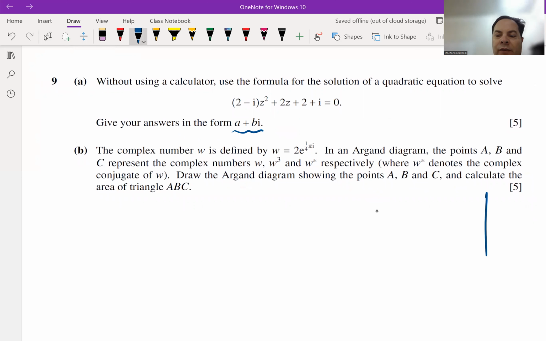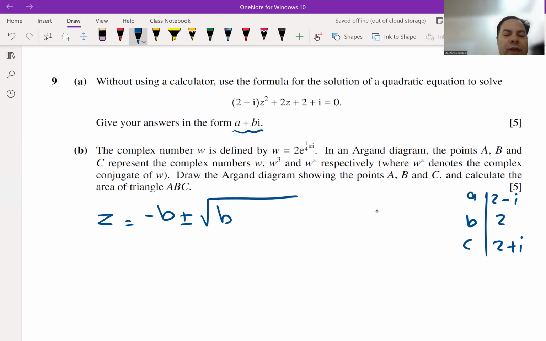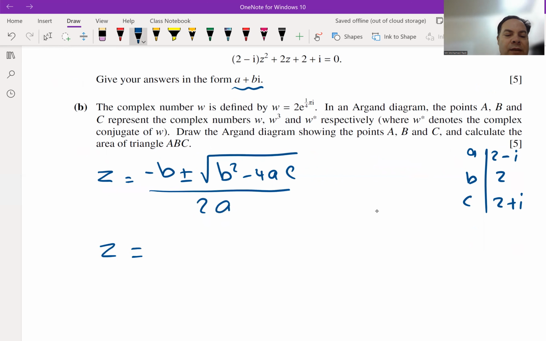First, you have to identify a, b, and c. a represents the coefficient of z squared, which is 2 minus i, b is the coefficient of z, which is 2, and c is 2 plus i. Then the quadratic formula is negative b plus or minus the square root of b squared minus 4ac, all divided by 2a. Start to substitute the values of a, b, and c, then simplify your answer.